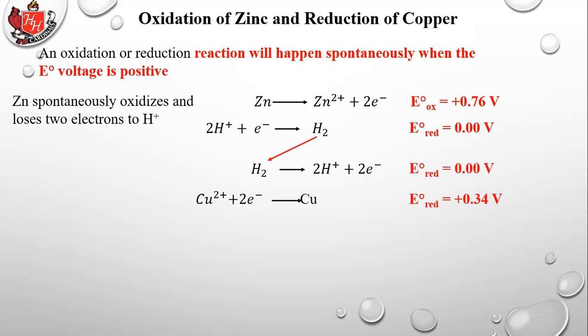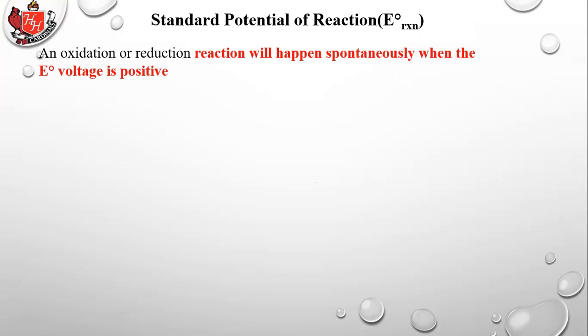Now you come down and you turn that reaction around. And again, for hydrogen, it's defined as 0 in both directions. So copper spontaneously reduces, that is, gains 2 electrons. They come from the hydrogen. Okay, so you go from having a copper 2 plus to just a copper atom, and that's spontaneous because it's a positive plus 0.34. So we've read that already.